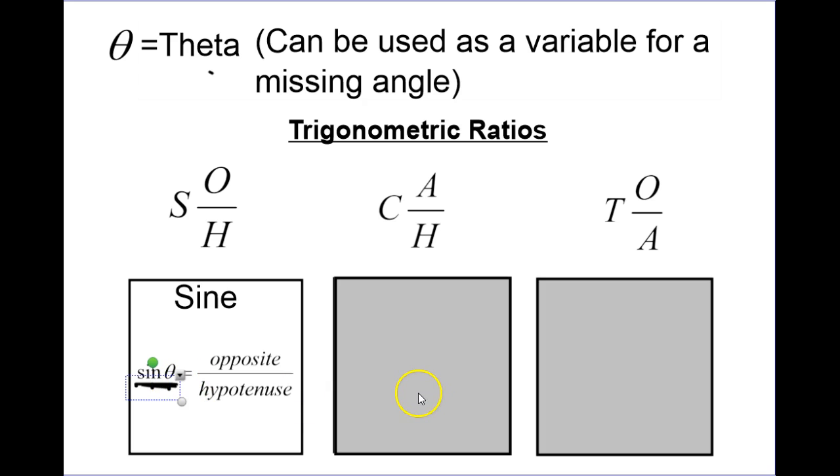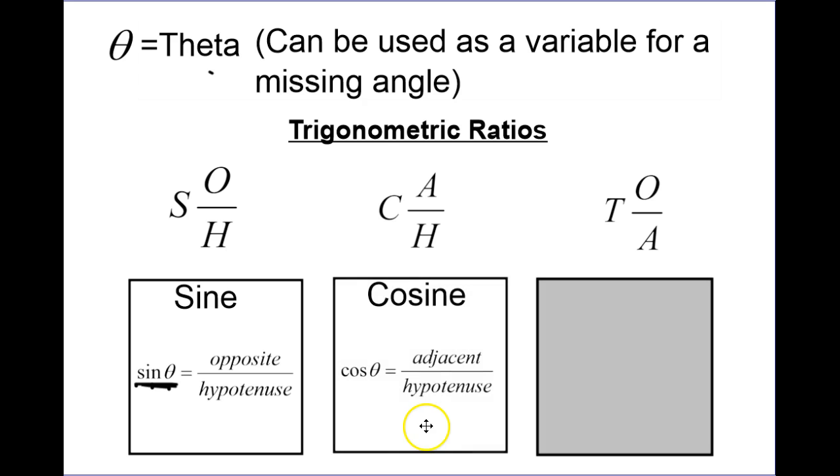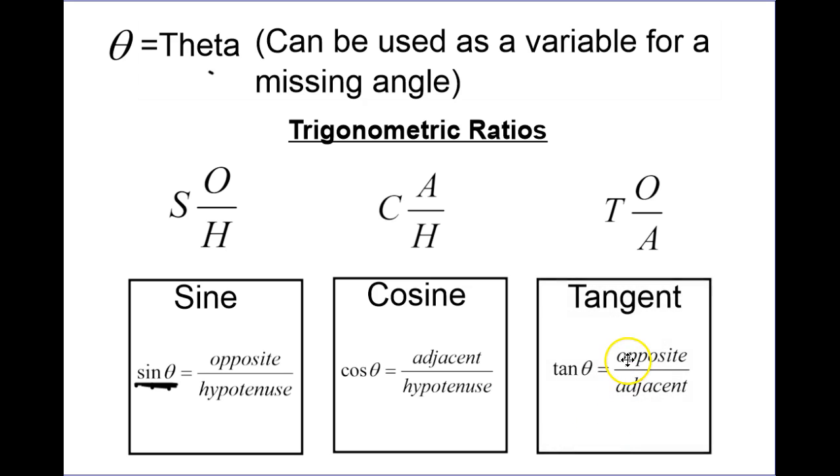The second ratio is adjacent divided by hypotenuse. We're going to call this one cosine. Cosine of theta is equal to your adjacent side divided by your hypotenuse side. And finally, we have tangent. Tangent is our last ratio, which is our opposite side divided by our adjacent side.